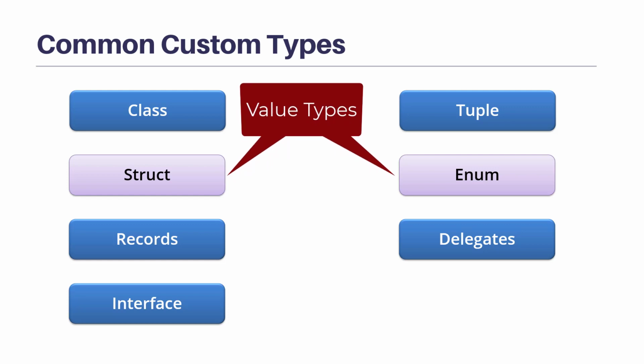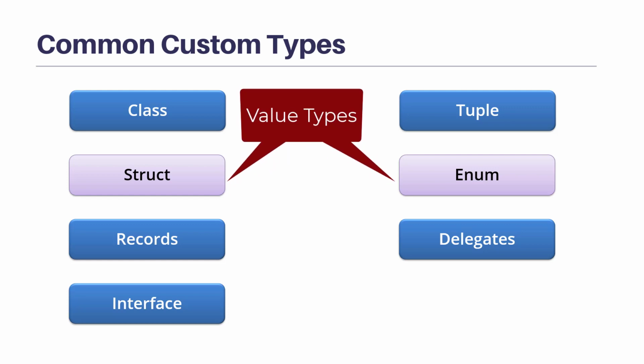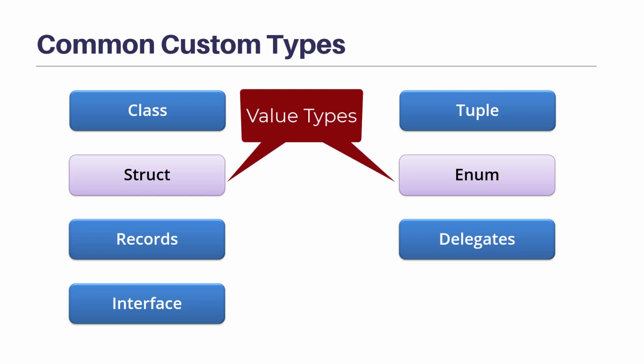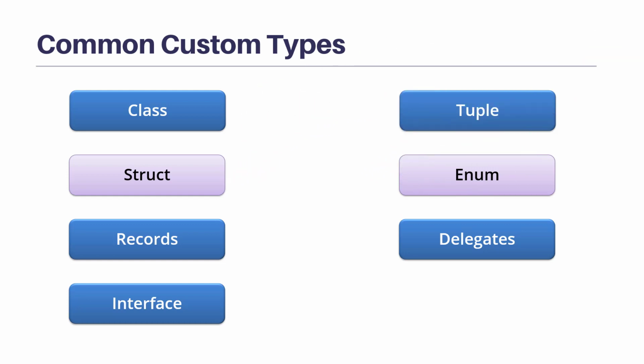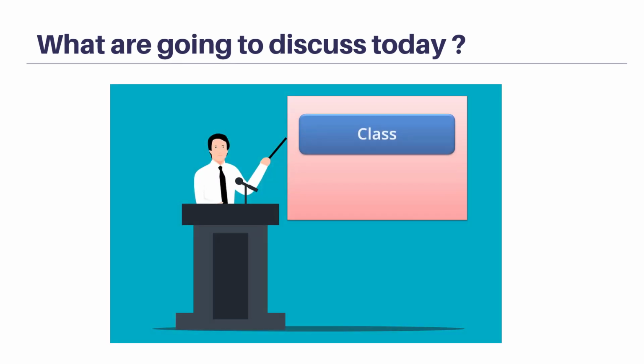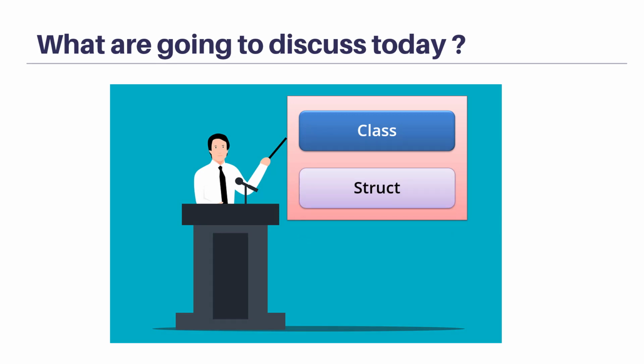It means if we create a new enum or a new structure, their values would be stored on the stack. As I was saying earlier, all the other types mentioned here on this slide are reference types. So when we create a value of any of these types, they would be allocated on the heap. In this episode, we are going to discuss briefly the basics of classes and structures. And the remaining types we will try to cover in coming episodes.